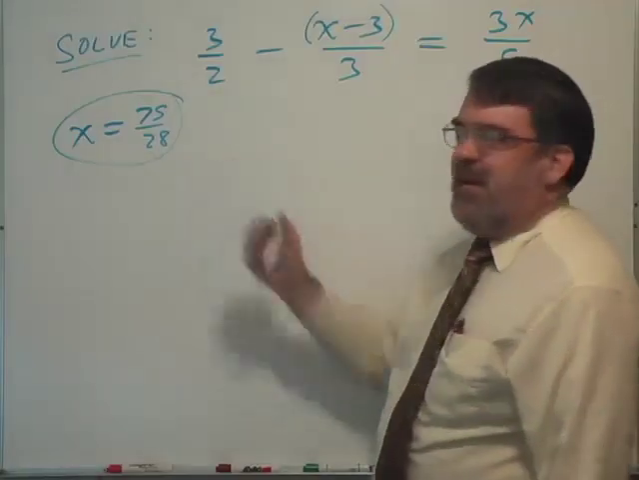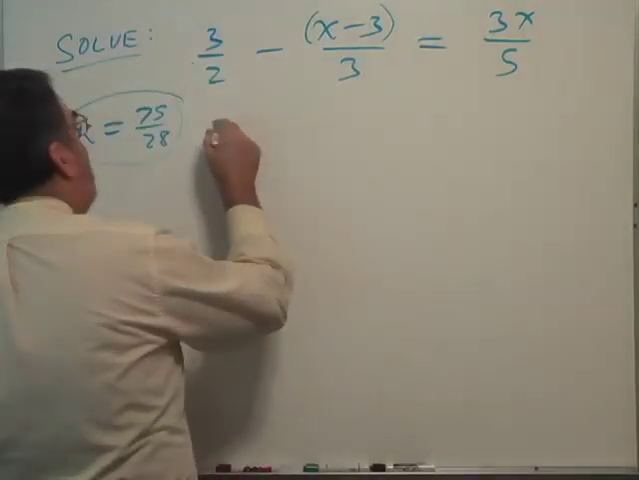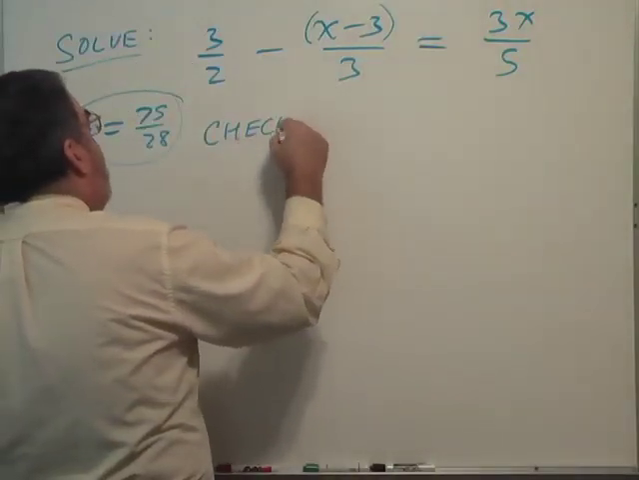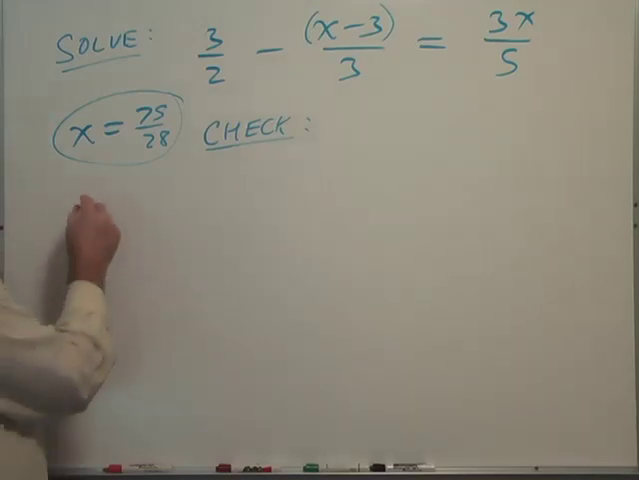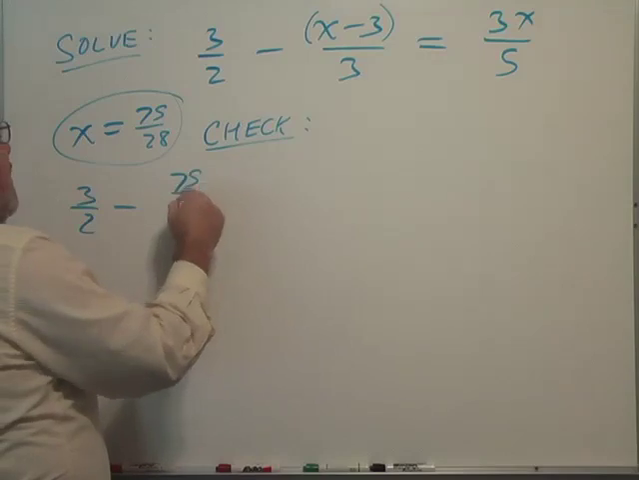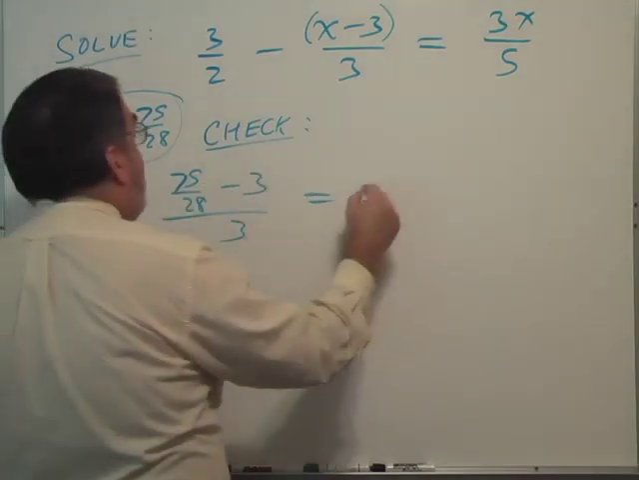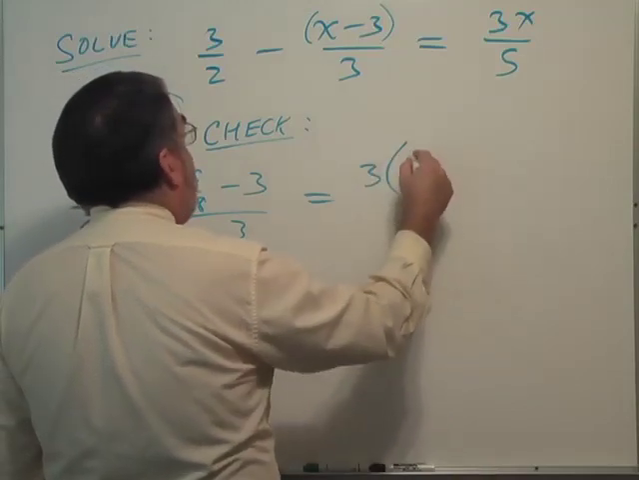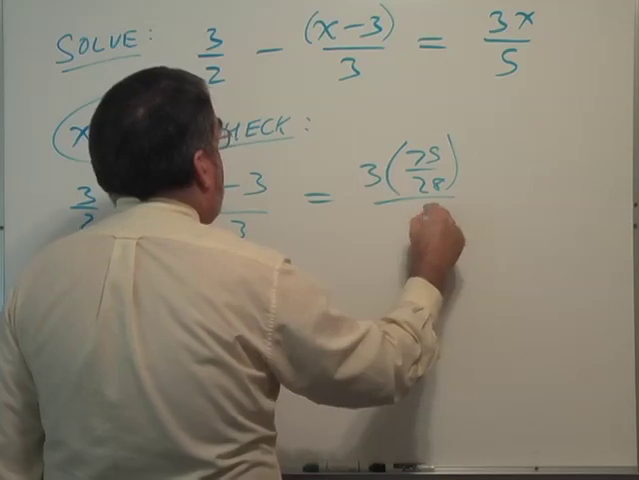I moved my answer up here so I can have some room to check. So let's check it. And this is going to be good for you. All right, we check it by plugging the number in. So I have 3/2 minus 75/28 minus 3, divided by 3, equals 3 times 75/28, divided by 5.